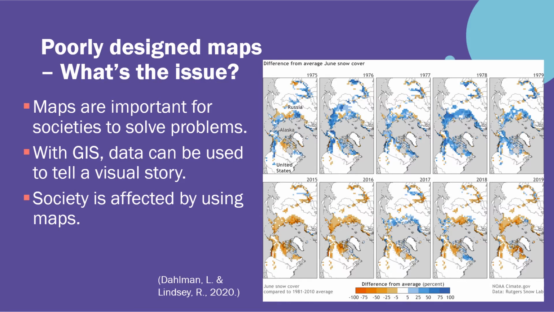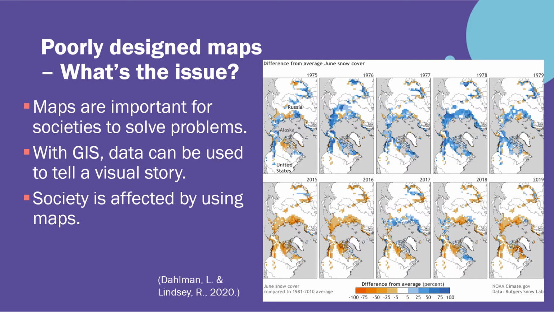Maps created by using GIS are also made to inform the public about an issue, and without accurate maps, a solution to a problem may become more difficult to solve. For example, the maps on this slide show the difference in snow cover from June throughout various years. This map is informative and contains elements where the viewer is capable of understanding the purpose of the map without any confusion.